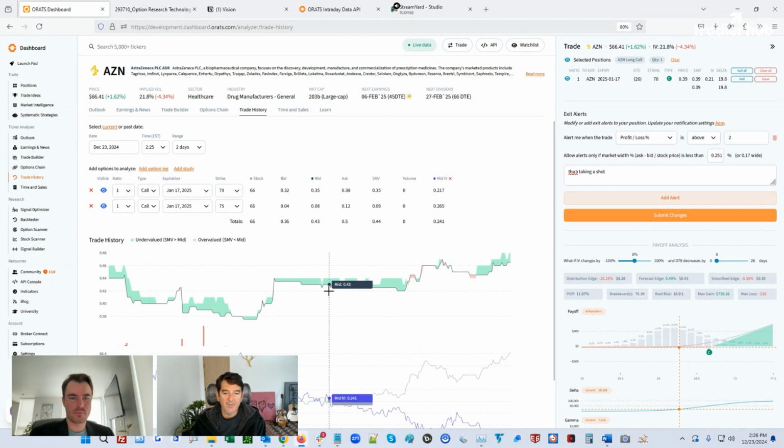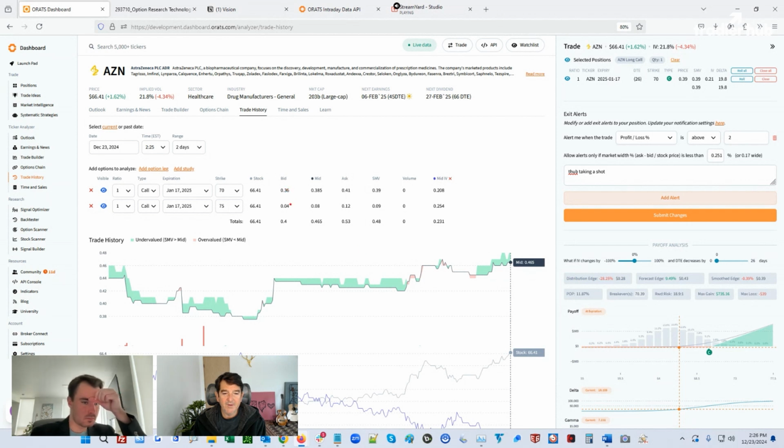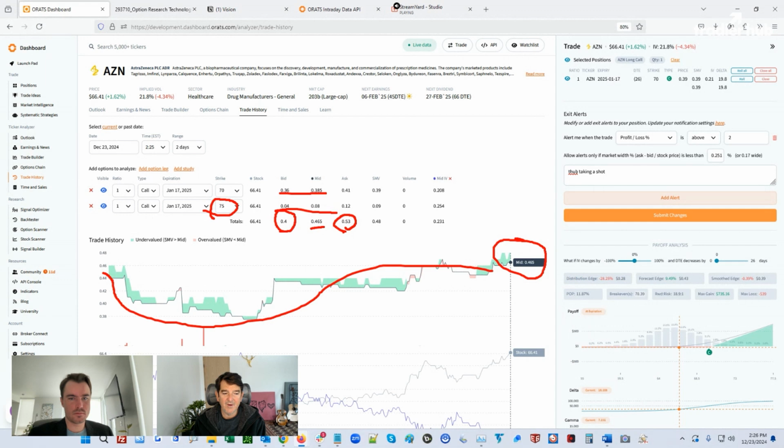So that call spread, right now, if you mouse over that, the 75 is so far out of the money, it's only worth 4 cents. So the total bid is 4, the total ask is 53, so it's 46 cents. And that's how we get this number here. And you can see how that has moved recently.